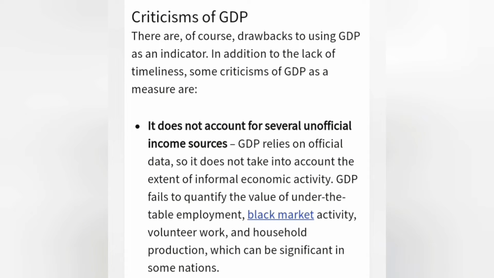Criticism of GDP. There are, of course, drawbacks to using GDP as an indicator. In addition to the lack of timeliness, some criticism of GDP as a measure is that it does not account for several unofficial income sources. That is, GDP relies on official data, so it does not take into account the extent of informal economic activity. GDP fails to quantify the value of under the table employment, black market activity, volunteer work, and household production, which can be significant in some nations.